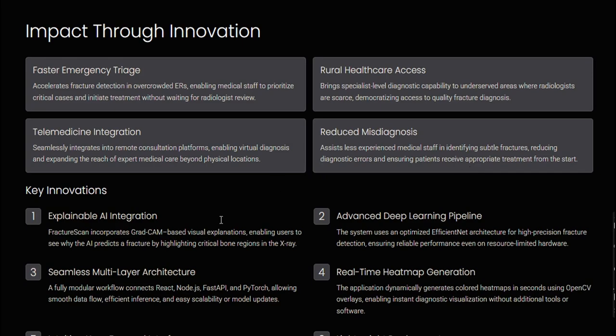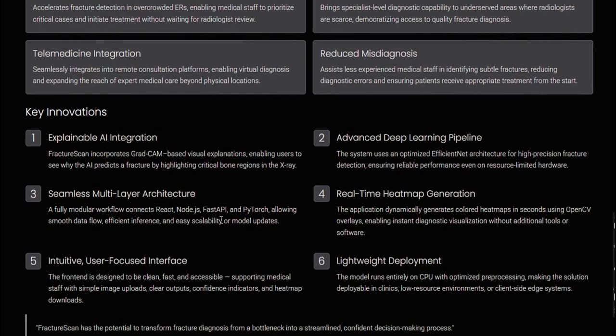Now, key innovations. The main innovation of FractureScan is that it combines accurate fracture detection with clear visual explanations. Unlike traditional AI systems, it does not act as a black box. It is lightweight, runs on normal computers without special hardware, and is designed to be practical for real hospital environments. FractureScan has the potential to transform fracture diagnosis from a bottleneck into a streamlined, confident decision-making process.